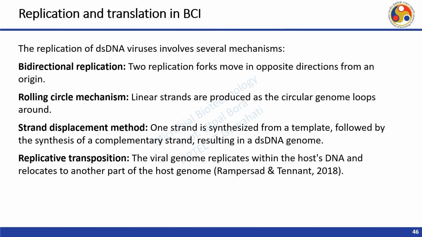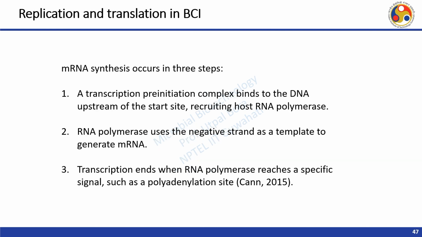The second one is the rolling circle mechanism, where linear strands are produced as a circular genome loops around. And the third one is the strand displacement method. One strand is synthesized from a template followed by the synthesis of a complementary strand, resulting in a double stranded genome. The fourth one is the replicative transposition. The viral genome replicates within the host's DNA and relocates to another part of the host genome.